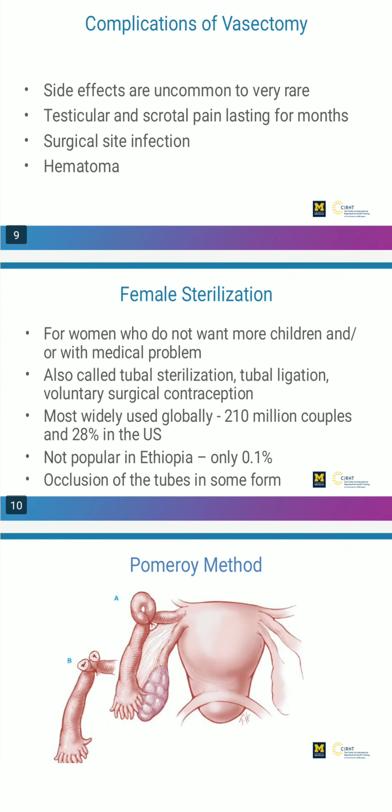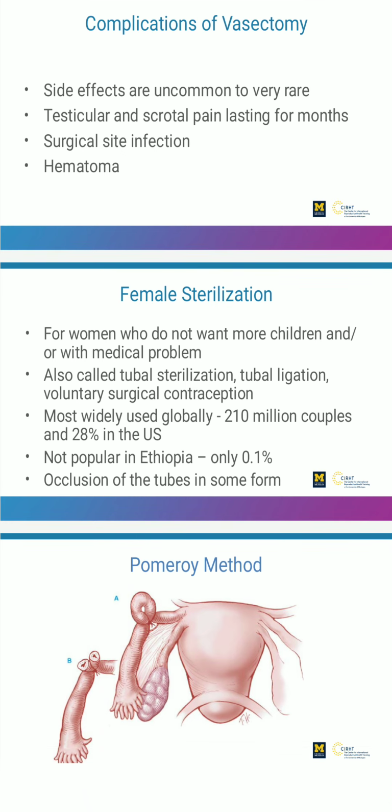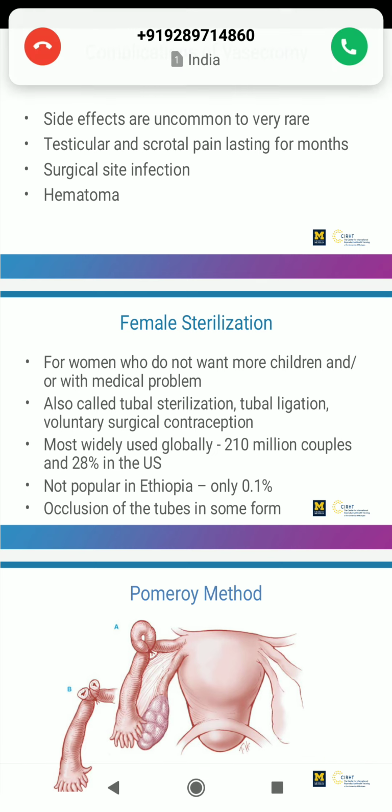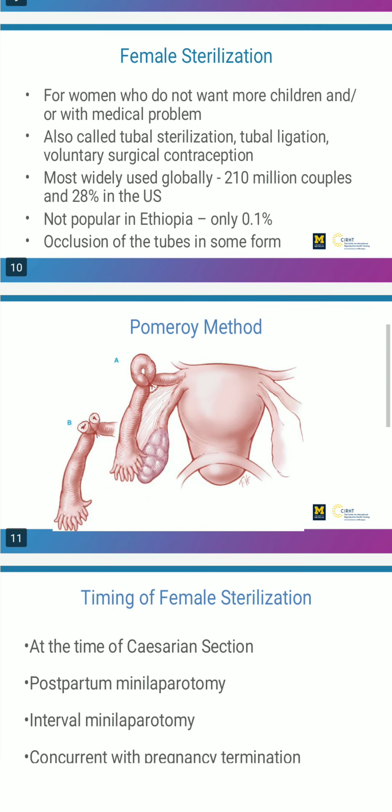Now you can observe female sterilization. It is for women who do not want more children or who have a medical problem, also called tubal sterilization or tubal ligation, a voluntary surgical contraception. It is the most widely used method globally, by 210 million couples and 28% in the US. It is not popular in Ethiopia, where only 0.1% have occlusion of the tubes in some form.